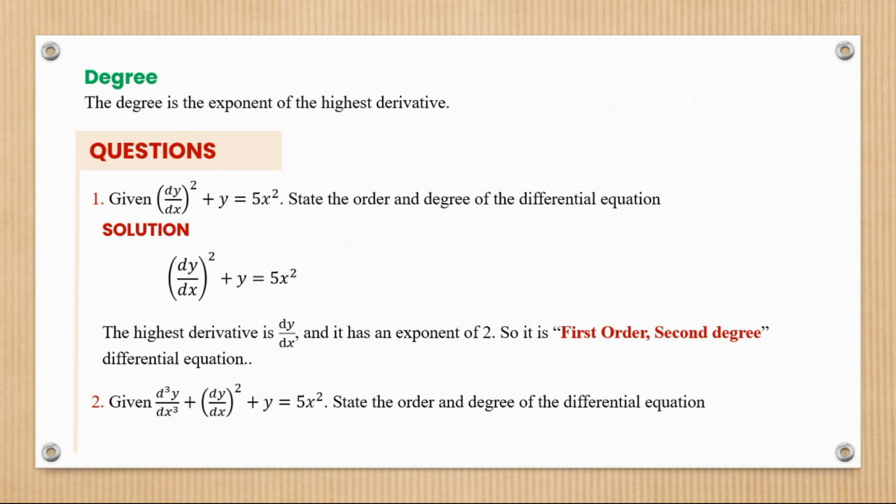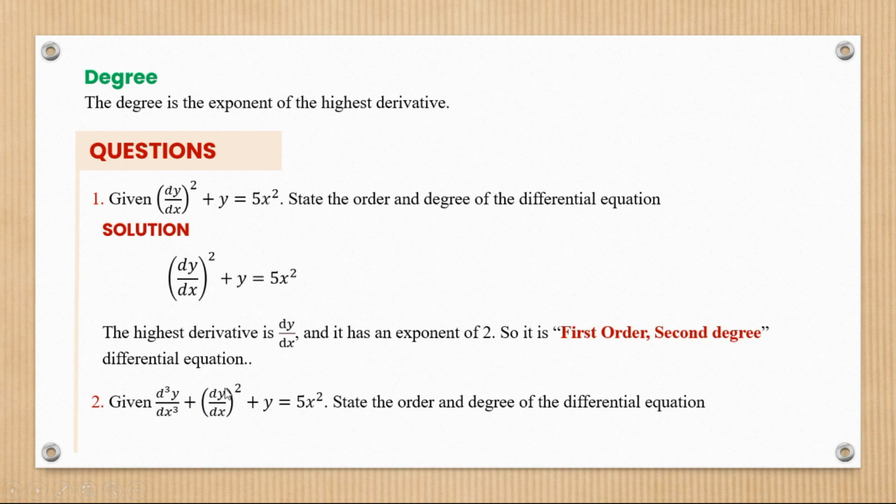Given d cubed y over dx cubed plus (dy/dx) squared plus y is equal to 5x squared. State the order and degree of the differential equation. As I've said before, the first thing you need to know is the order. So you can already say that the highest derivative is the third derivative right here. And then remember that the degree has to be the exponent of the highest derivative.